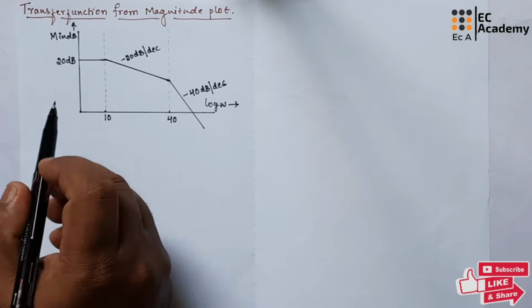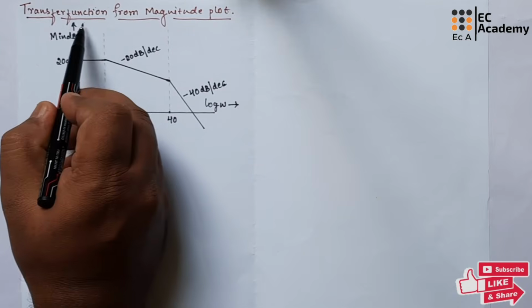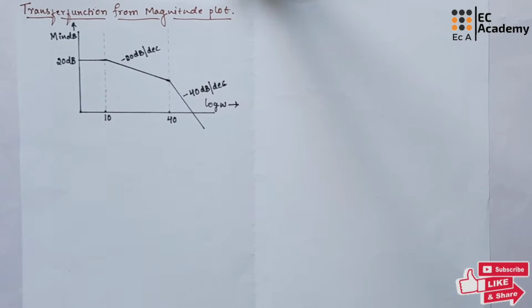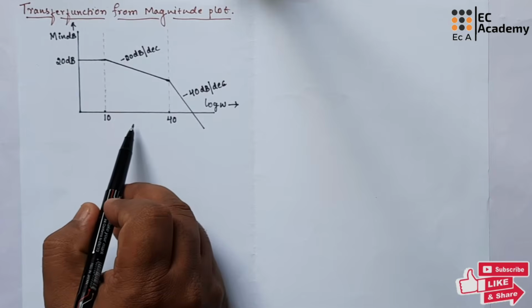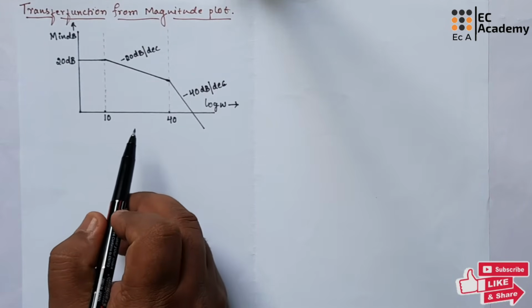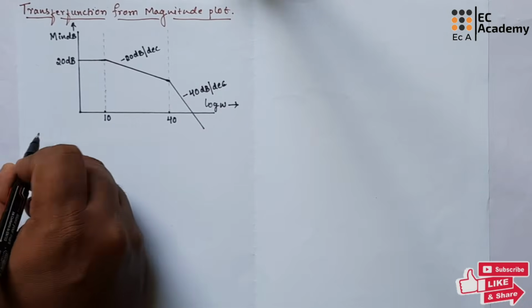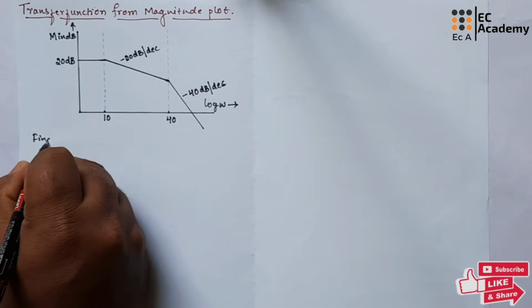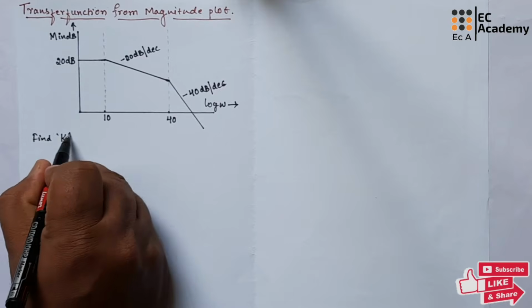In this lecture, let us understand a problem to find a transfer function from the magnitude plot. So this is the magnitude plot that is given. For this magnitude plot, we need to find the transfer function of the system. First step, let us find the value of k.